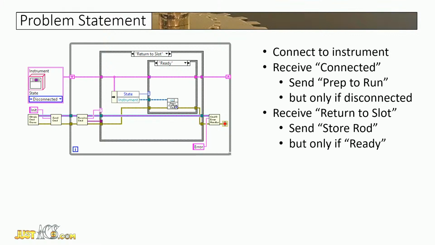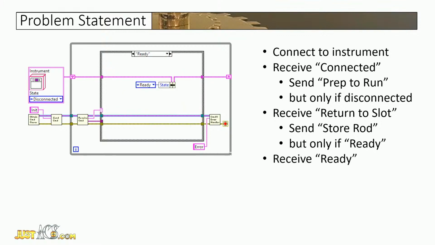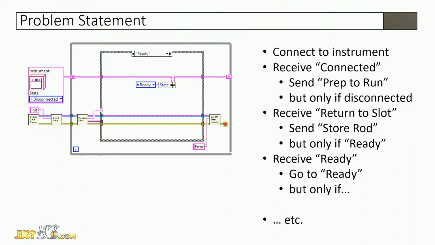A little later on, the PLC is going to tell us we're going to get the return to slot message. This is the PLC telling us that a test article has come back and needs to be put away. So go do that, but you have to be in the ready state for that. Oh wait, what's the ready state? Oh, okay. After we've prepped to run, we'll get a report back, and that puts us into a different state, unless maybe something else has happened. And you see where this is going.